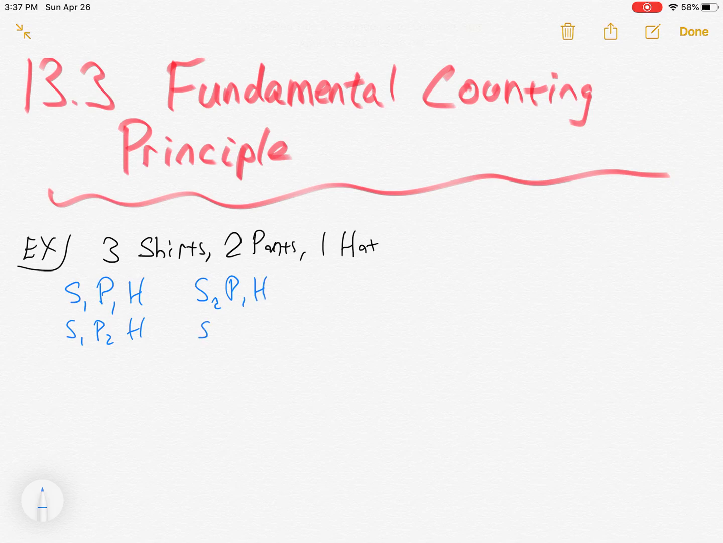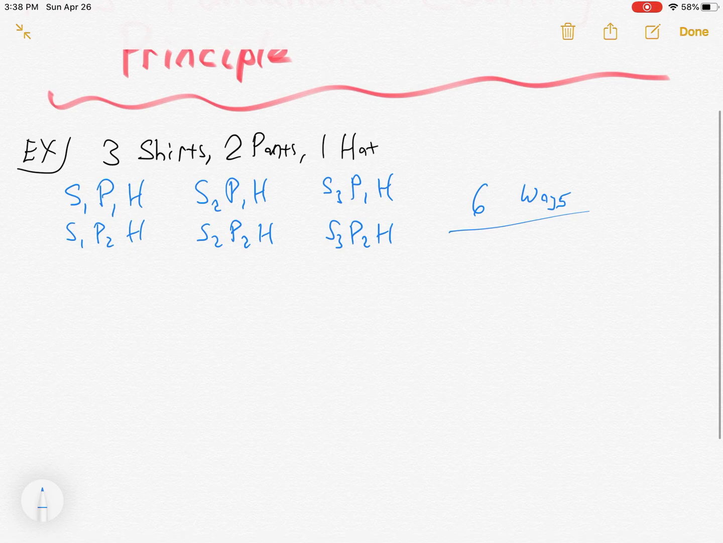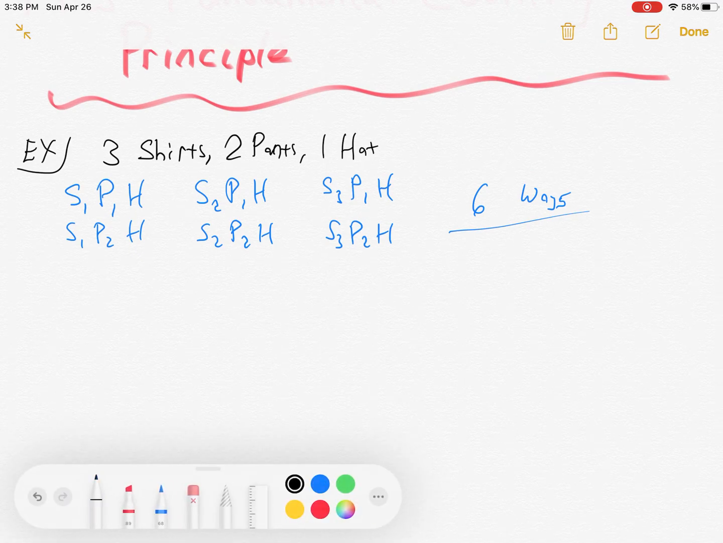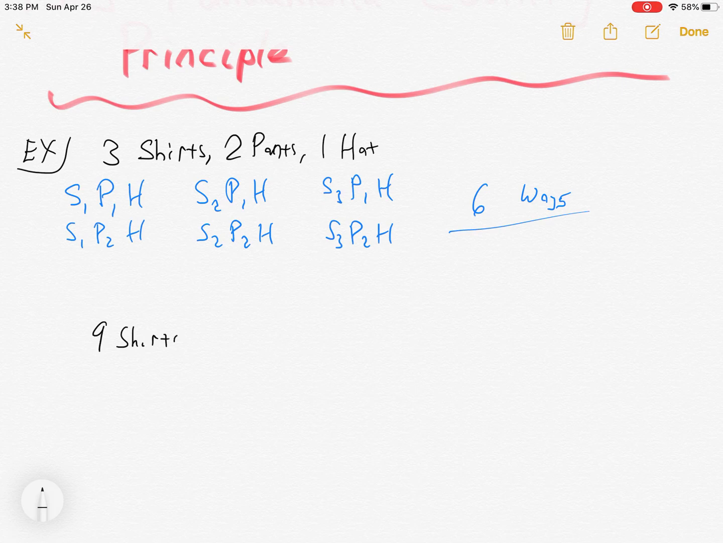Well, here's one way to do it. This is a terrible option, but you could say, well, I could wear shirt number 1 with pant number 1 with my hat, or I could wear shirt number 1 with pant number 2 with my hat. Or I could wear shirt number 2 with pant number 1 and a hat, or shirt number 2 and pant number 2 and a hat, or finally shirt 3, pant 1, hat, or shirt 3, pant 2, hat. Just count them up, and you get 6 ways. You could dress yourself 6 ways, assuming you have to pick one of each and only one of each, no more than one.